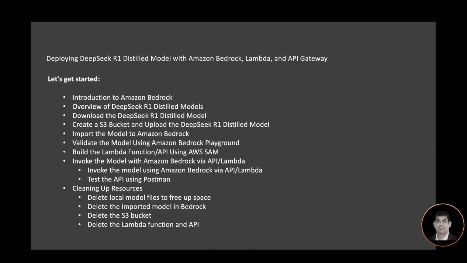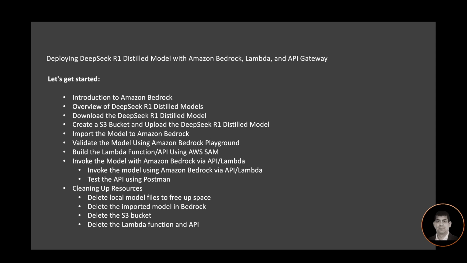Let's get started. We'll look at an intro to Amazon Bedrock. We'll look at the overview of DeepSeek R1 Distilled model. I'll download the DeepSeek R1 Distilled model, and then I'll create a S3 bucket, and we'll upload the DeepSeek R1 Distilled model in that bucket. Once it's in S3 bucket, I will import the model to Amazon Bedrock service, and then we'll validate the model using Amazon Bedrock Playground.